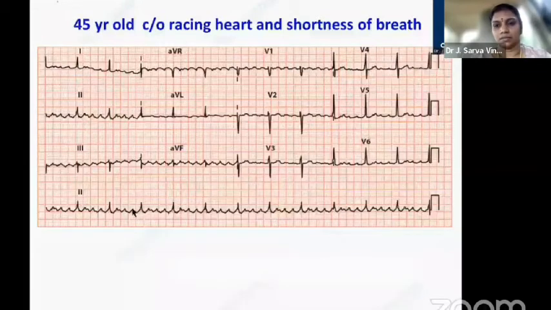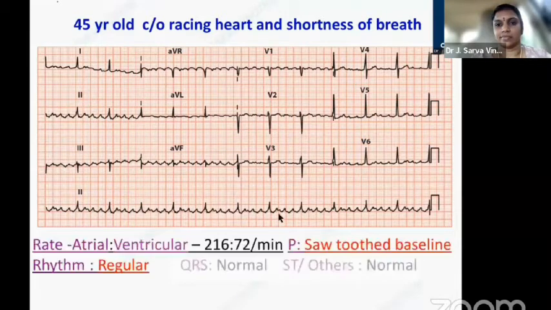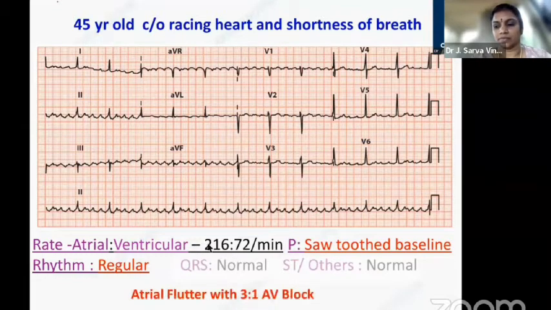Here the QRS complexes are occurring at regular intervals. And what about the P waves? We don't see any isoelectric line at all. All that we see here are like picket fences or a sawtooth appearance, and all these are P waves. But the QRS complexes are occurring at regular intervals. This picket fence or sawtooth pattern is characteristic of atrial flutter, and this patient has a fixed AV block. So for every three P waves, one QRS complex is generated. Because the AV block is fixed, we tend to have a regular rhythm. So this is an atrial flutter with 3:1 AV block.